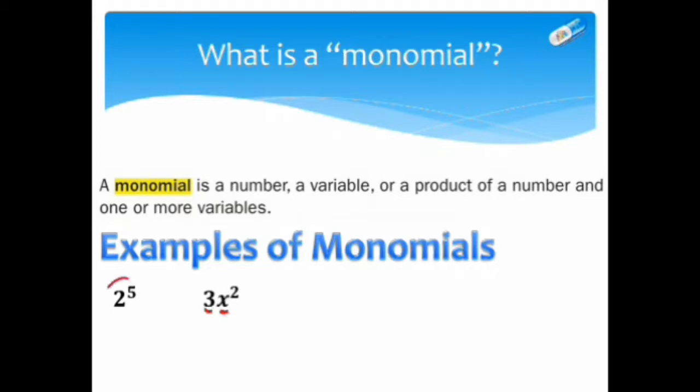So 2 power 5 is a monomial. 3x squared is another monomial. Another example for monomials is 6xy, for example. This is a product of a number and two variables, which are x and y. So 6xy is another monomial.